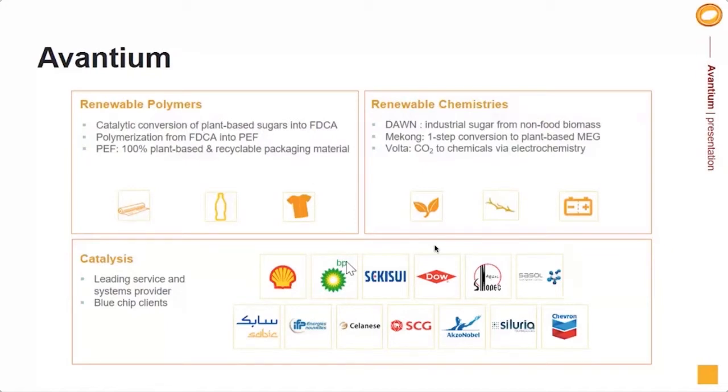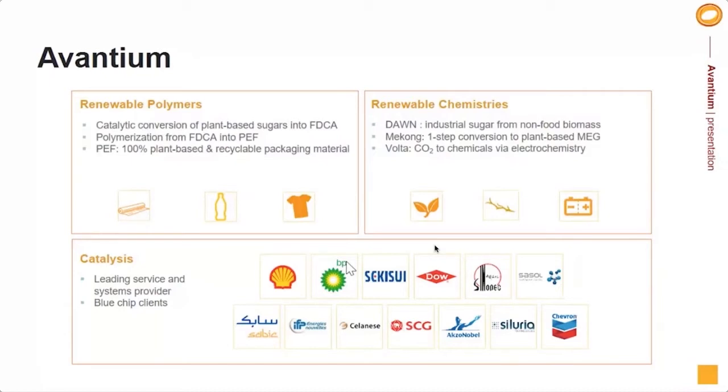Now at the top left, you see renewable polymers. And what we do there is we develop technology to convert sugars into polymers. So we make bio-based polymers. And the first commercial plant for that will be built actually in the Netherlands, in Delfzijl. We already have a pilot plant for that in the south of the Netherlands, in Geleen. And then the last business unit, where I'm in myself, is renewable chemistries. And there we have 3 programs. The DAWN technology to convert non-food biomass, such as wood residues, into industrial sugars.